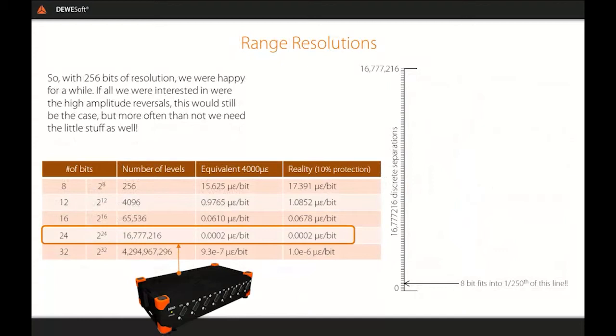To get the equivalence and the limitations into perspective, you can see the equivalent quantization of a 4,000 microstrain range signal equated to almost 20 microstrain per bit for the 8-bit systems, and rapidly gets close to what I call ridiculous as you increase the number of segments available. If all you were interested in was the high amplitude reversals, for example, for your fatigue prediction, this probably would never have even entered into your thought process. But keep in mind that you really don't get all the ranges we alluded to earlier.